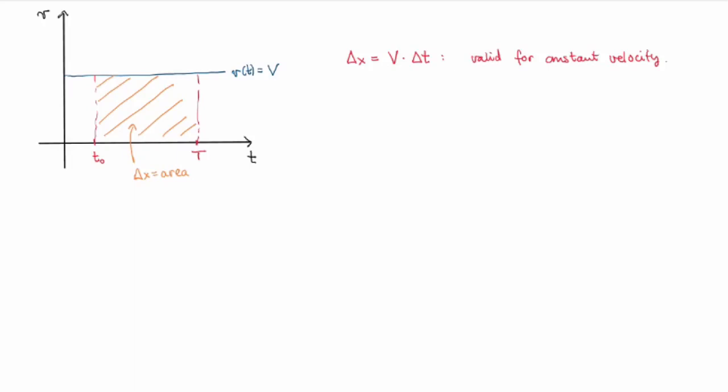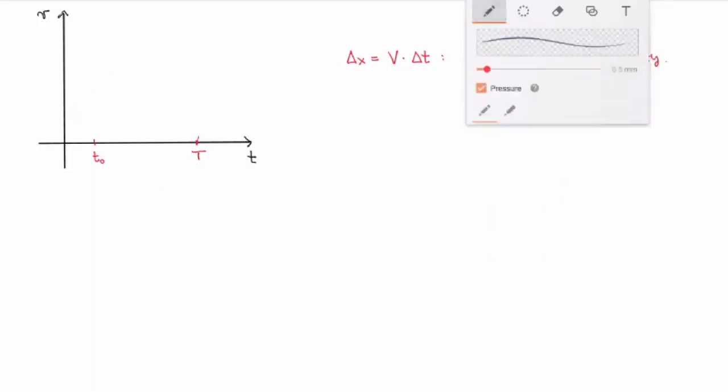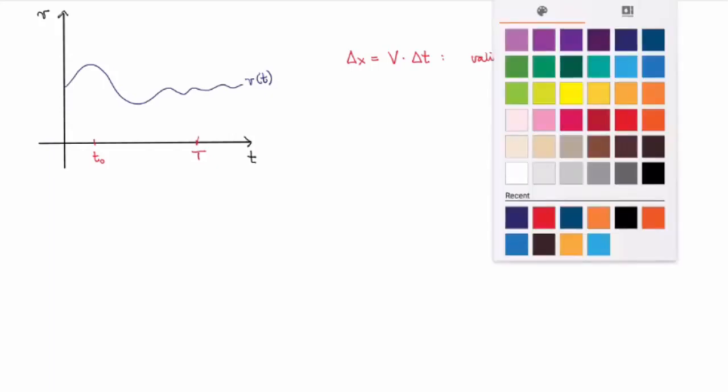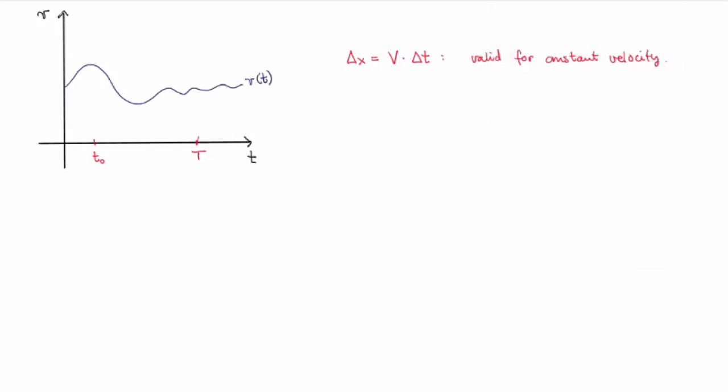Okay, but let me now erase this case and let's look at the more complicated case where the velocity is not constant. Alright, so let's consider an arbitrary velocity function, so that would look like something like that. How can I calculate the distance traveled between t naught and capital T? So at t naught here, my object is going at a certain velocity, v of t naught, and at capital T, it's going at a different velocity, v of capital T.